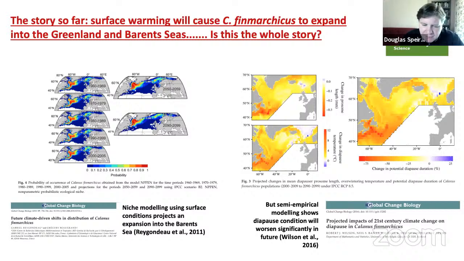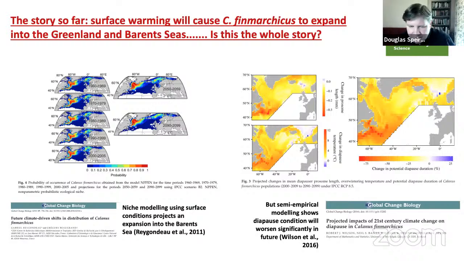So the semi-empirical modelling that we've done in the Strathclyde group, illustrated by the yellow figures on the right-hand side there, suggests that the picture's a bit more complicated. So if we look in the top left panel there, that gives the change in prosome length. Remember, we know that that's related to temperature over the domain. And we can see that that's predicting quite big reductions in prosome length. So that's what we're expecting from increased temperatures.